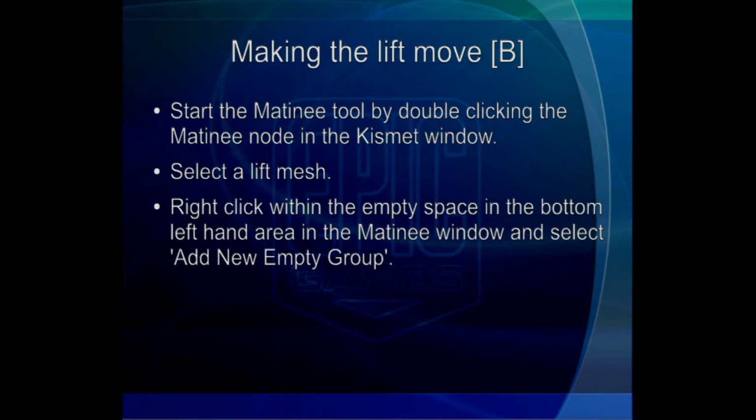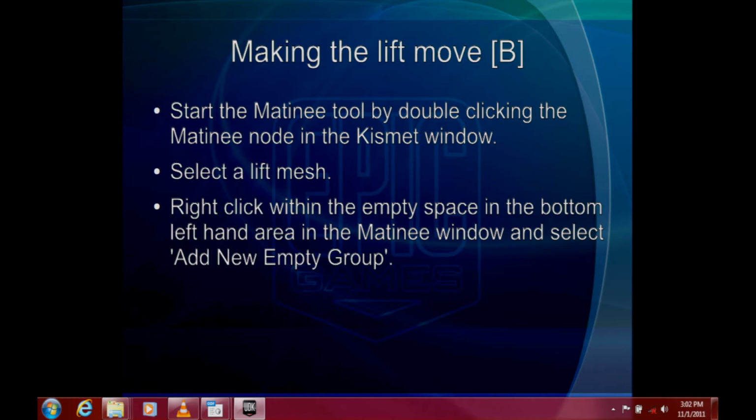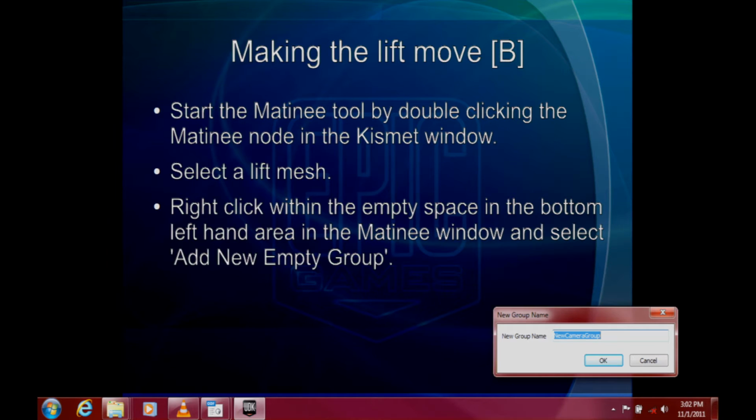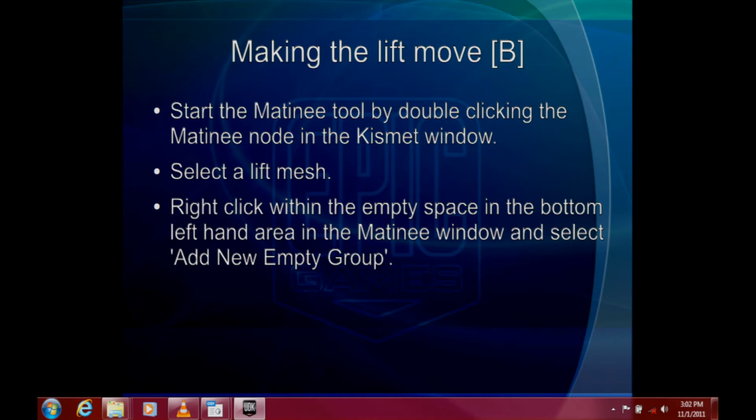You right-click within this gray empty space here, and you can add a new empty group. You can call that group whatever you like. Create new empty group. So you get a little dialog box like this, and I'm just going to call it human lift. And here you get a new group. So this new group, basically you can add some control tracks to it, and these control tracks will allow you to move the mesh, rotate the mesh, and do a few other things as well.